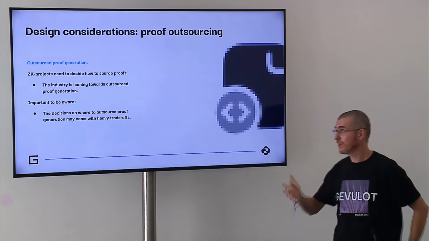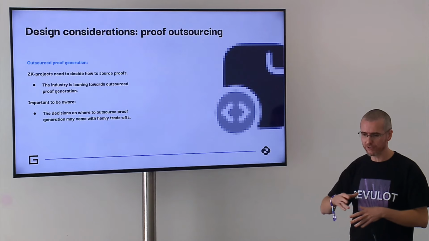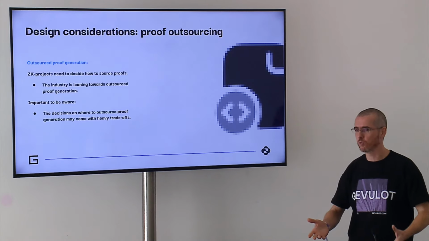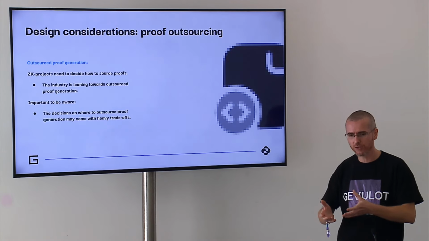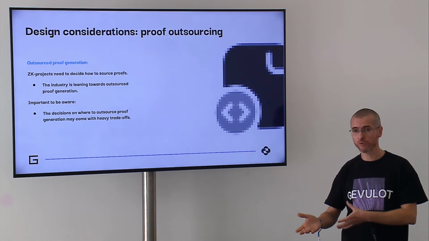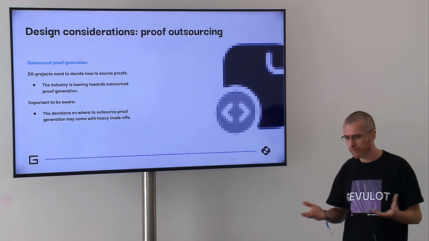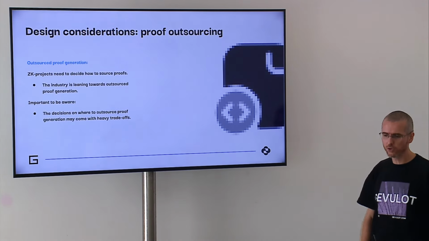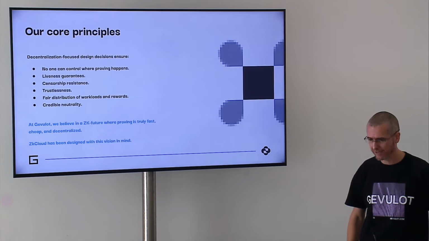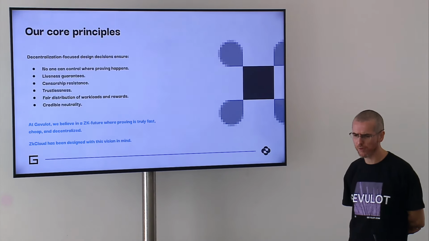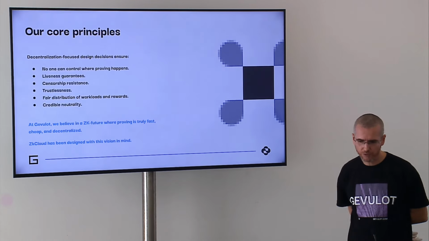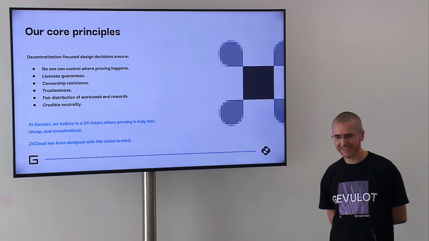So basically, I just wanted to go through the previous slide because it's worth it for all of us to be aware of these risks whenever we make decisions on where to outsource proving, because the industry is leaning towards outsourced proof generation. When projects or we make decisions on where to do that, it's good to be aware of different trade-offs that we may come across when we select certain proof providers.